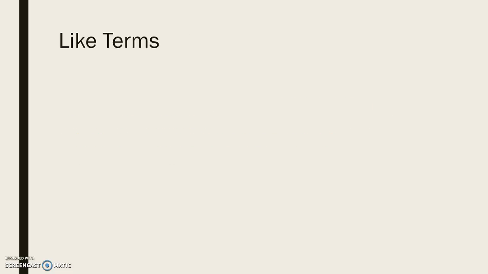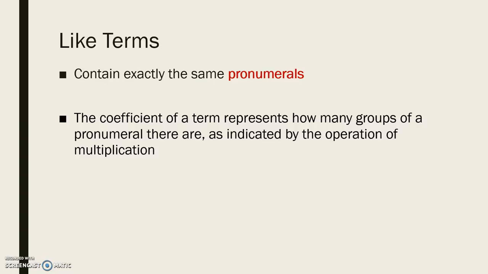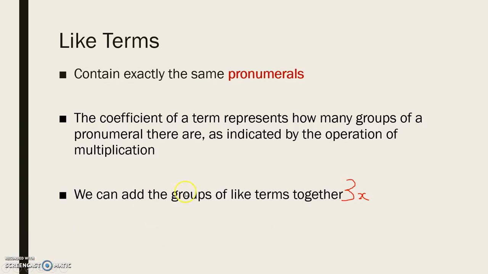So let's look at the first part of that topic. It's like terms. You may recall some of this from last year. Like terms contain exactly the same pronumerals, which are the letter components of the equation. A coefficient of a term represents how many groups of pronumeral there are, as indicated by the operation. For example, 3x means there's 3 lots of x. And that's important. We can add groups of like terms together. So if we have 3 x's and 2 x's, that's like 5 x's.